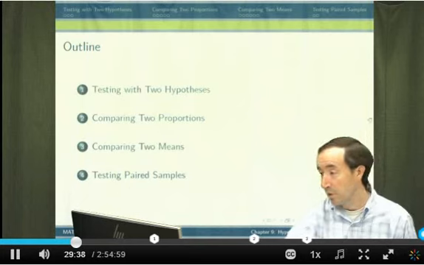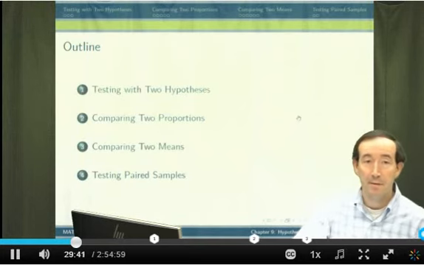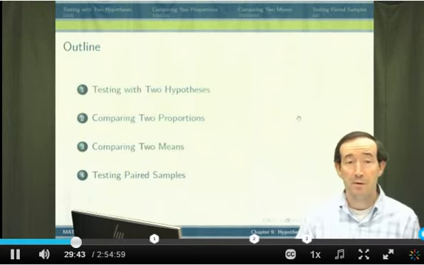The last portion is just a brief one showing you how to handle the paired sample situation, and it ends up falling back on what we just saw last week.